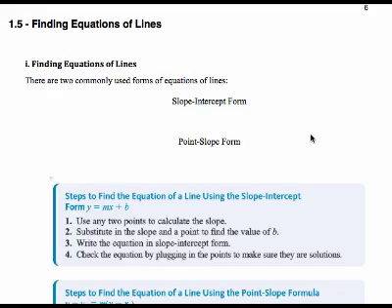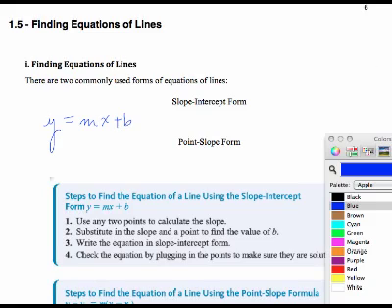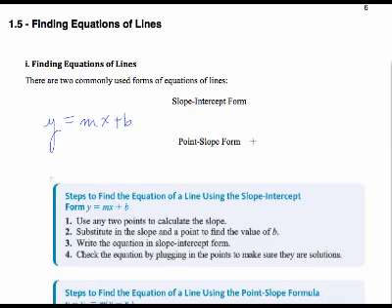Okay, this is 1.5, finding equations of lines. There are actually two kinds of equations of lines. So far we've only worked with the slope-intercept form. That's the commonly used one. Y equals mx plus b, where m is your slope and b is your y-intercept. M is always your slope in both of these forms. And that's a good one to use if you know the slope and the y-intercept.